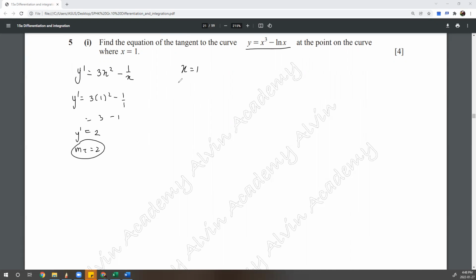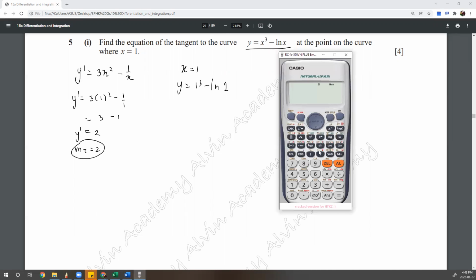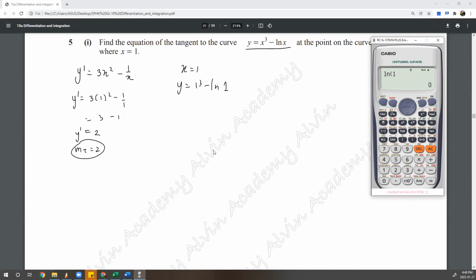So where x equals 1, y equals 1 cubed minus ln 1. If you get confused about what ln 1 is, you might use a calculator, but I know the answer is 0. But you need a decent understanding of the natural log. Ln 1 is 0, yeah? So there you go. I just proved that this is 0. So 1 minus 0 is 1, right? So the point will equal 1, 1.